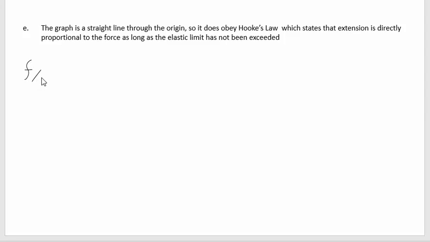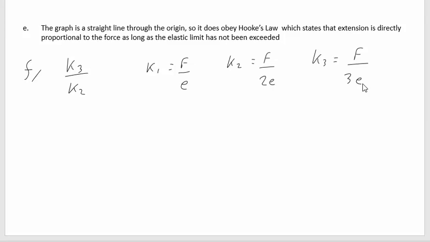In F, we have to determine the ratio K3 with 3 springs over K2 with 2 springs. Well, K, or K1, with 1 spring would be the force over the extension. With 2 springs, for the same force, we'd have twice the extension. So we can say that K2 would be the force over twice the extension. Both springs would have the extension that the individual spring would have. And then K3, taking this one step further, would have the same force but would give 3 times the extension.